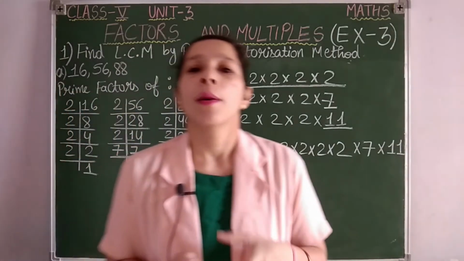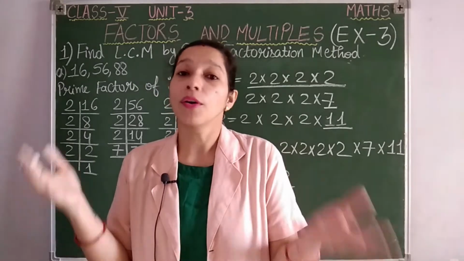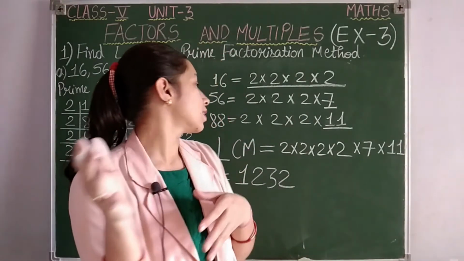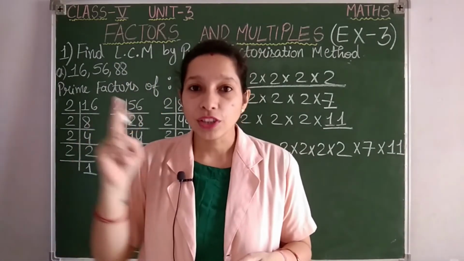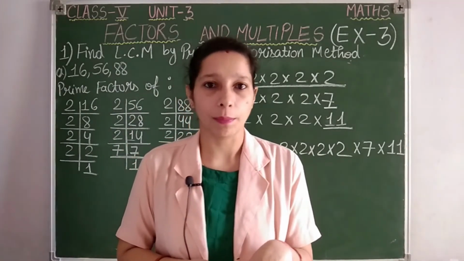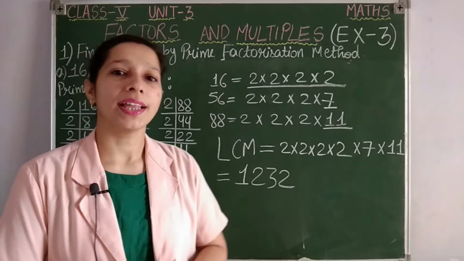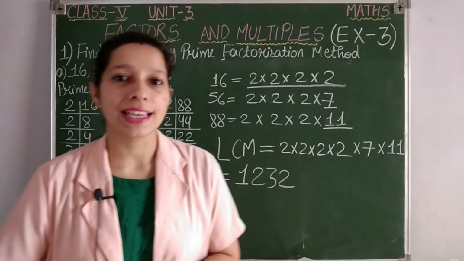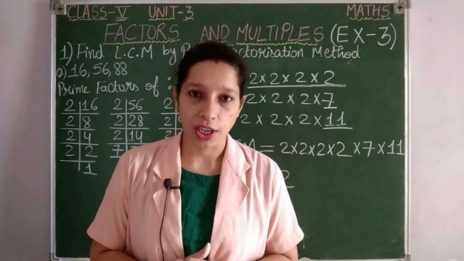Got it students? That means if you want to test, when you simply write the multiples of 16, 56 and 88, which will be the first common multiple? The first common multiple will be the least common multiple, na? It will be 1232. Like this we find LCM using the prime factorization method, students.